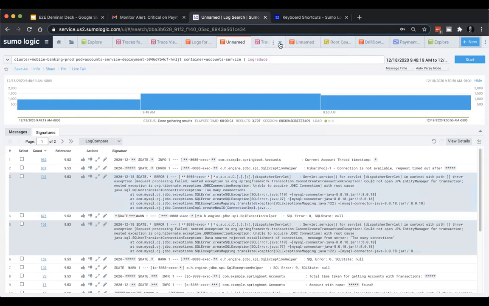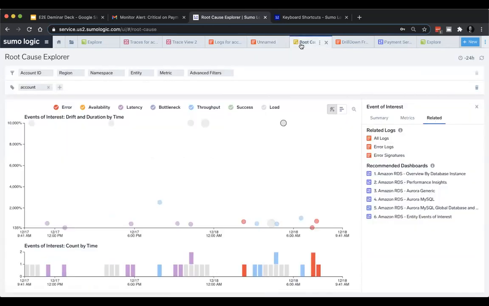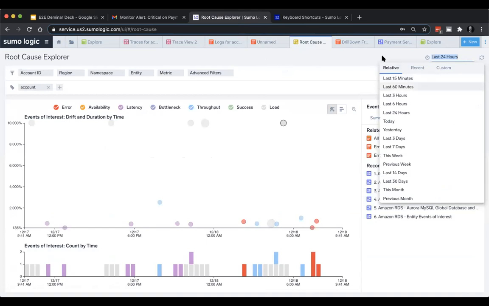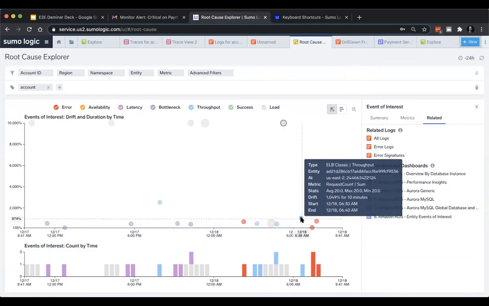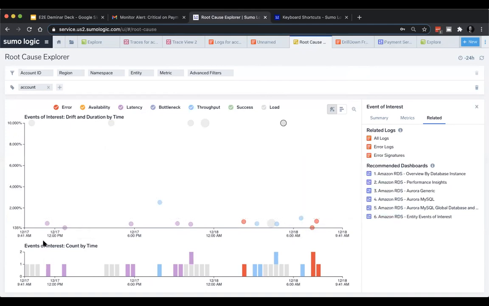So in order to find the true root cause, we're actually going to use a relatively new feature of Sumo Logic called the Root Cause Explorer. I'm jumping to the Root Cause Explorer now, and I'm looking at the last 24 hours. I can change the time frame right over here, and I can see errors on this screen graphed out. On the x-axis is time, so I can see what time the issue occurred, and on the y-axis, I can see the percentage drift from the norm.